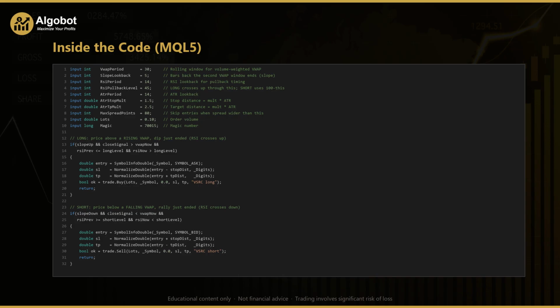The short block is the exact mirror. If the slope is down, the close is below Vwap now, and RSI crosses down from at or above the short level to below it. The EA reads the bid price, places the stop above and the target below, and calls trade.sell. Both blocks end with a return, so only one position opens per signal. Notice how compact the logic is. The trend filter, the momentum timing, and the risk levels all sit in a few clear lines.